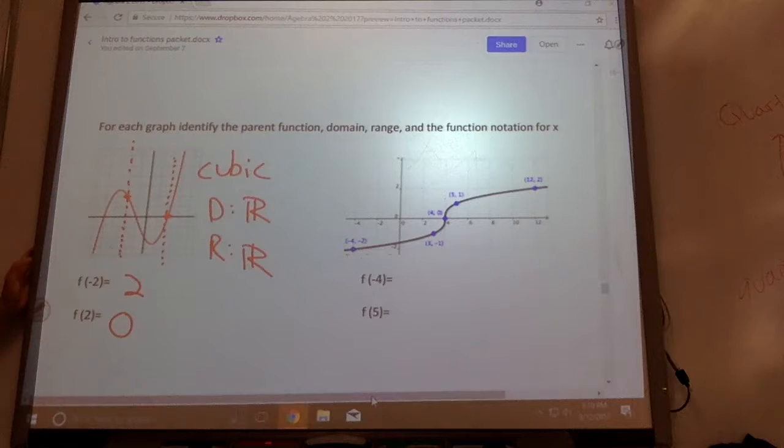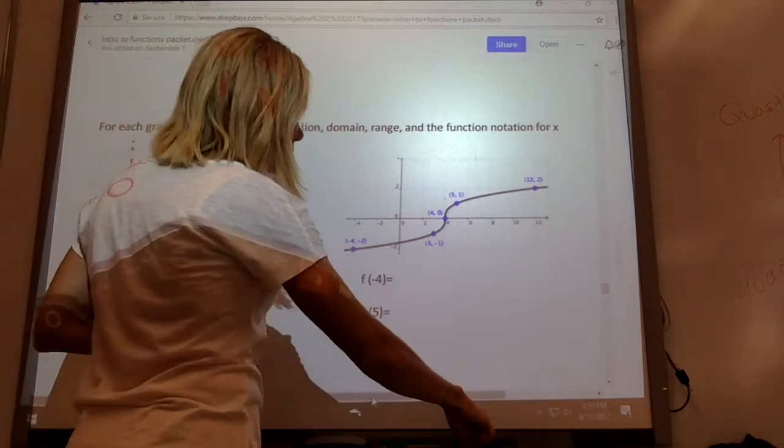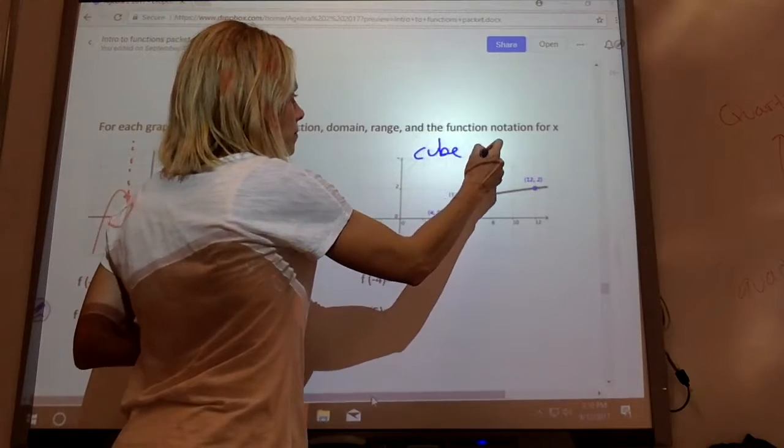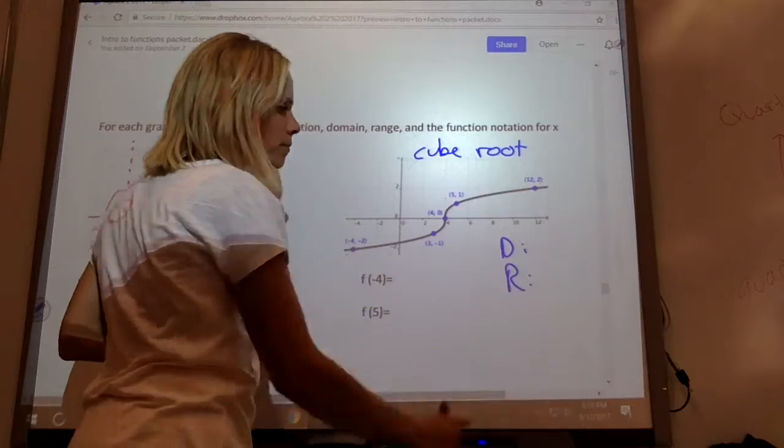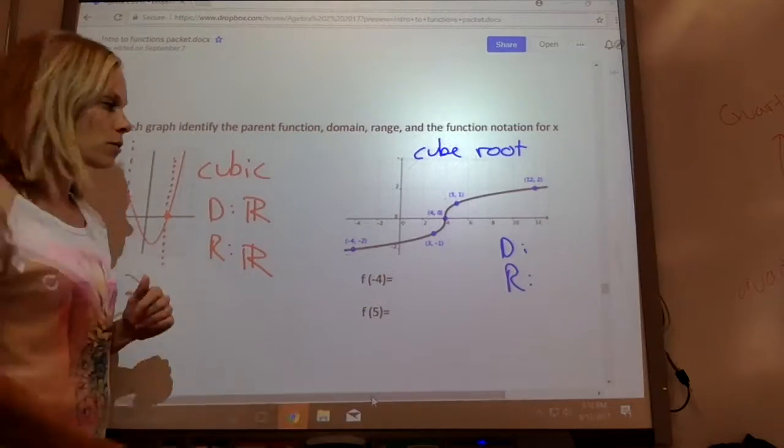Then what's the next one? What's the parent function is that? Cube root. Very good. This is a cube root function. What's my domain and range on the cube root? All real numbers for both. Very good.